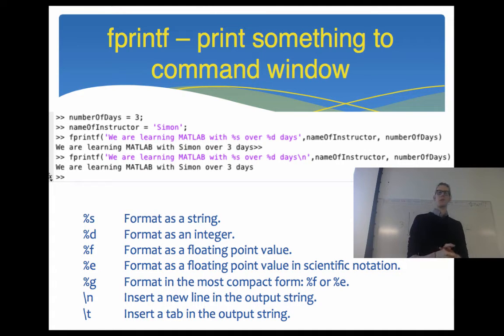So the reason we've used %s for one of them and %d for the other is because one is some text and the other is a number. And we want to substitute in some text, and then we want to substitute in a number. So when you hit enter on the end of that print statement, you should see we are learning MATLAB with Simon over 3 days. Because what MATLAB has done is it's typed we are learning MATLAB with some string and substituted in that name of instructor variable, which has the text Simon in it, and then it's typed over some number of days and substituted in the number of days variable that we told it to substitute in.